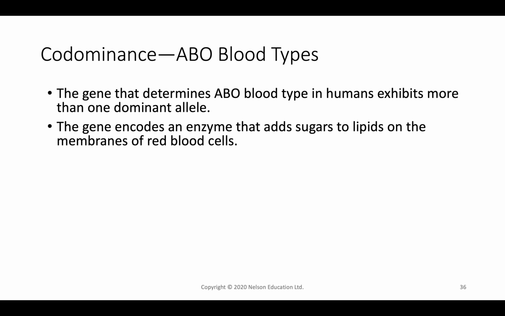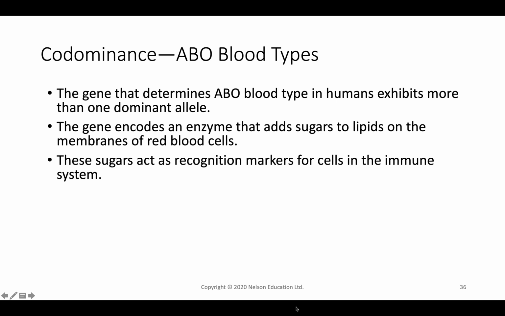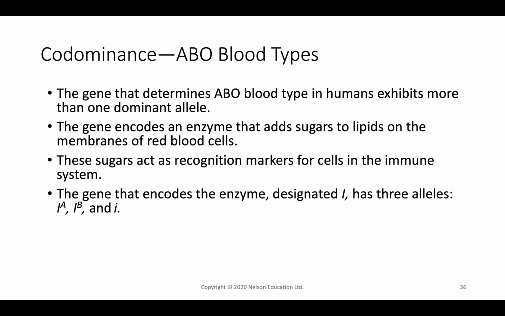Now, if we get the gene that encodes A or B, it's going to be encoding an enzyme that adds sugars on the surface of the cells. So if we get the A or B marker, we're going to create the A or the B sugar. So here's the gene that encodes the enzyme. It's designated I. It has three alleles: IA, coding for the A sugar, IB, coding for the B sugar, and lowercase i, coding for no sugar.